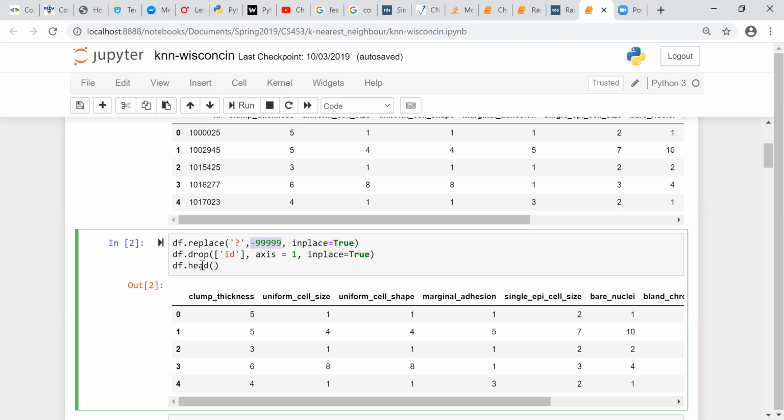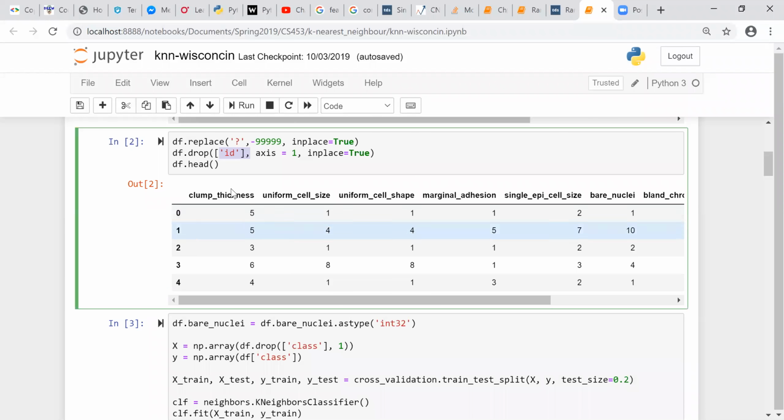And over here, we are also going to drop the ID because it doesn't contribute anything to the model. It's just some ID. So we're going to drop the first column. After the data is cleaned, it looks something like this.